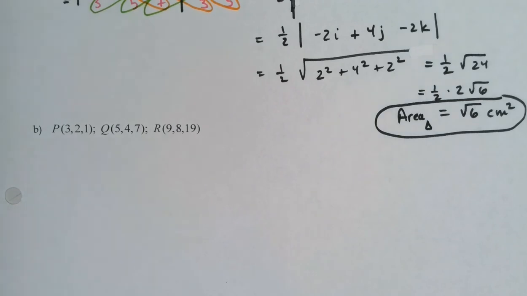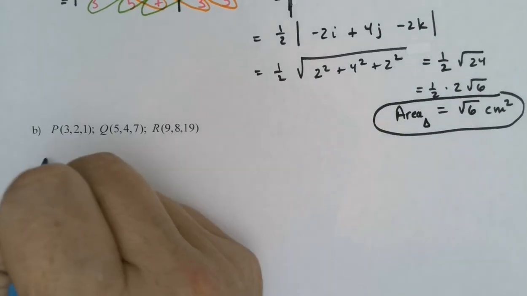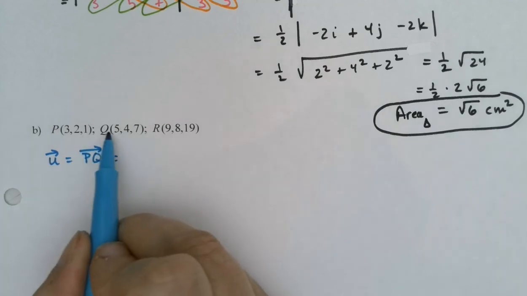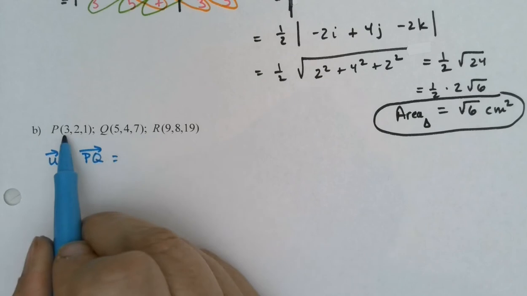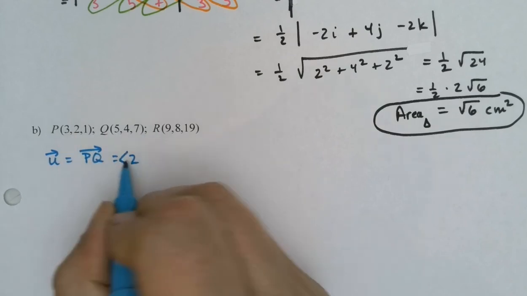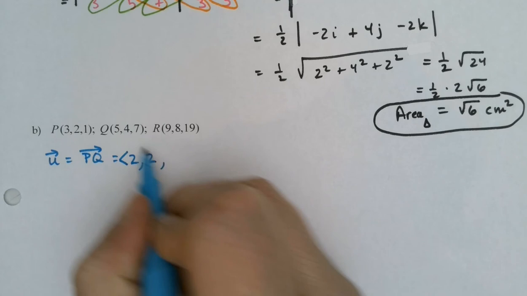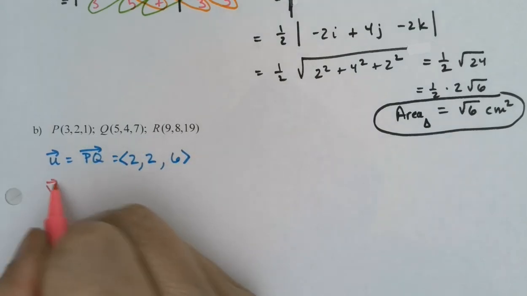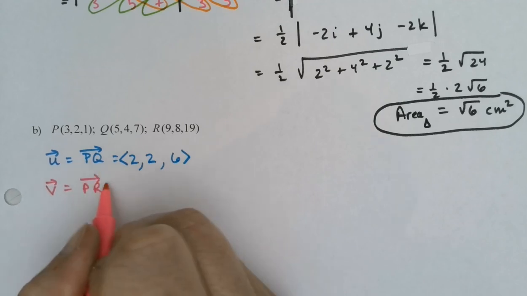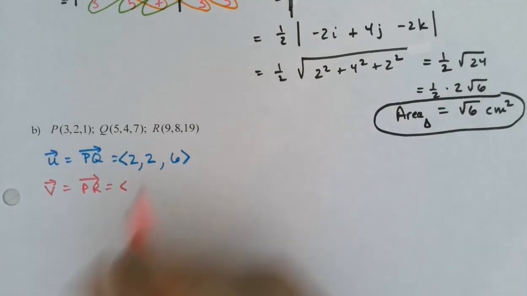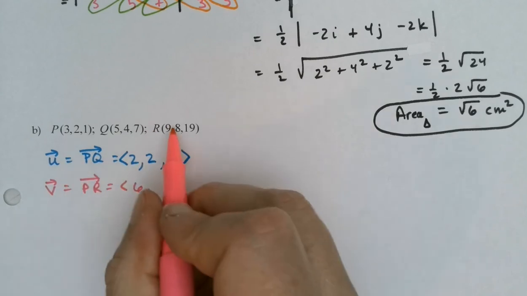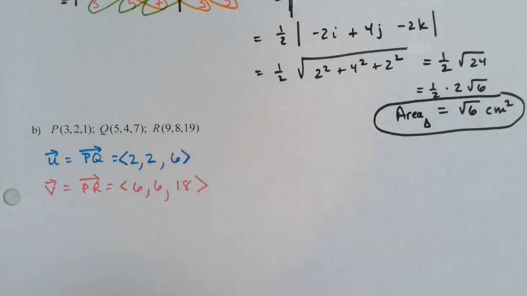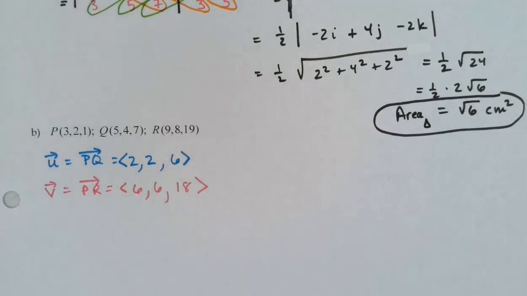Okay, well, U would be PQ, which would be, let's see, 5 take away 3 is 2, 4 take away 2 is 2, 7 take away 1 is 6, and V, which is PR, is 9 take away 3 is 6, 8 take away 2 is 6, 19 take away 1 is 18. Uh-oh, we have a problem.